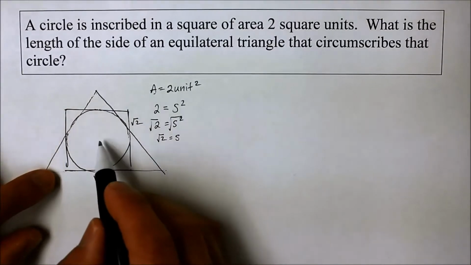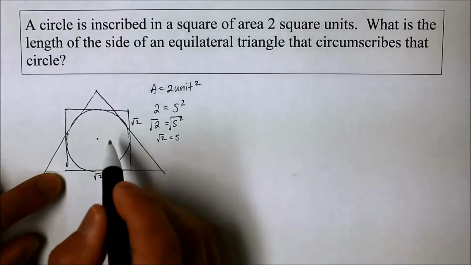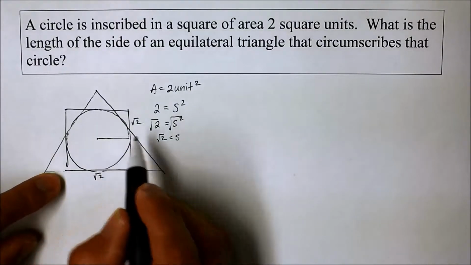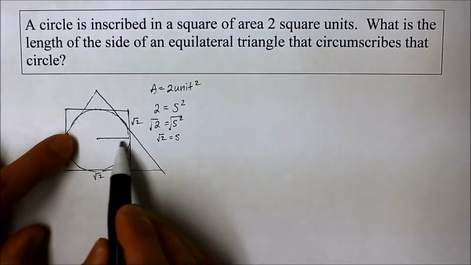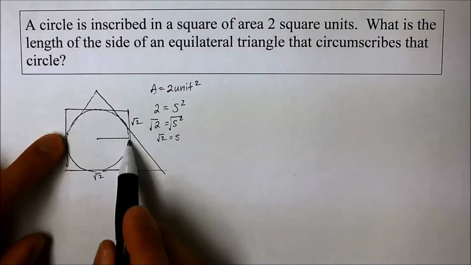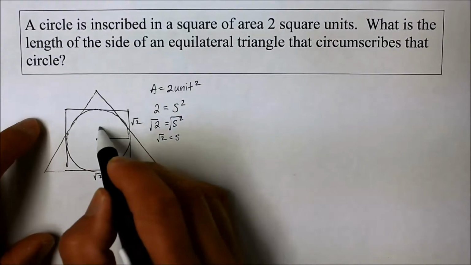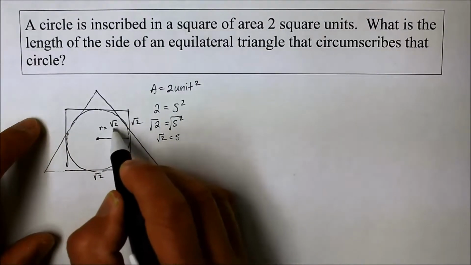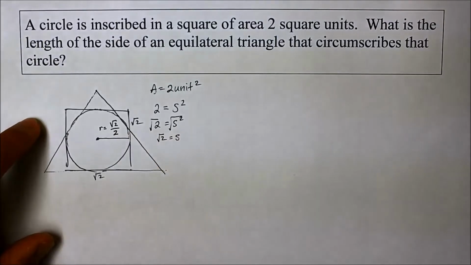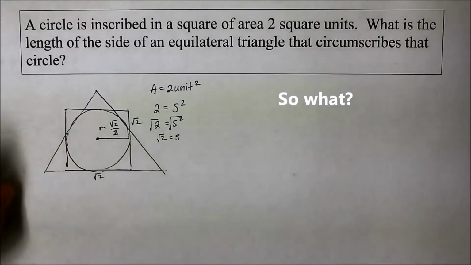And that's good, because if this is the square root of 2, that means the diameter of the circle that fits inside is the square root of 2. So the radius is half of that length. So the radius r is square root of 2 over 2. Good. I got that. So what?